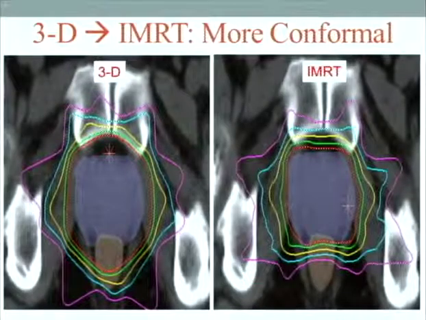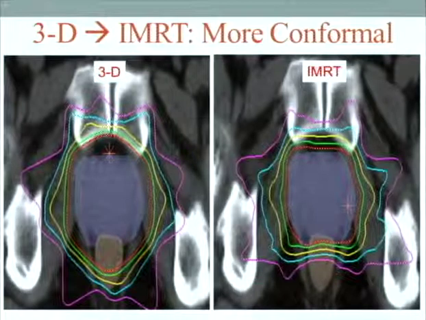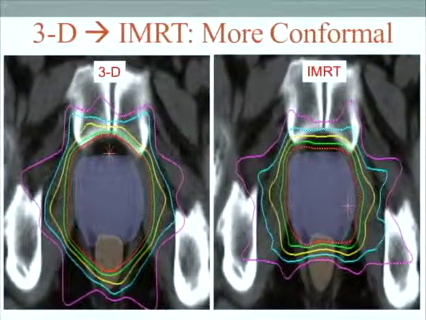And this is an example of a patient with prostate cancer planned with 3D and IMRT approaches. So this is the prostate here and the rectum here. The goal is for the prostate to receive this dose in red. And you can see with both 3D and IMRT, the prostate is within that red line.